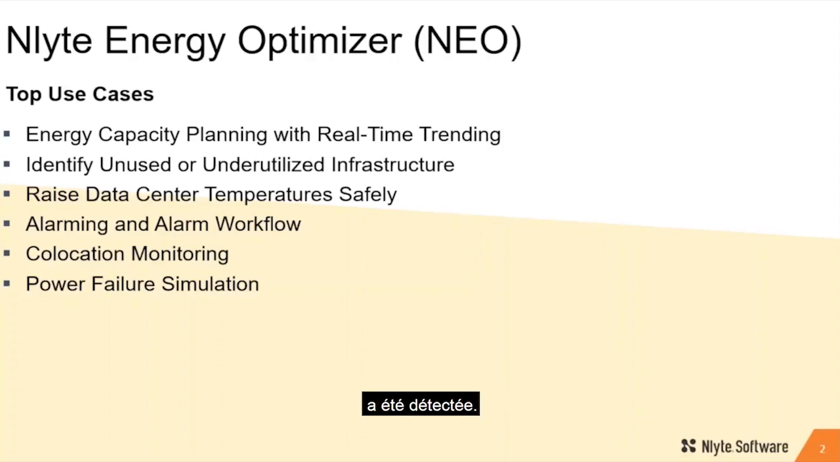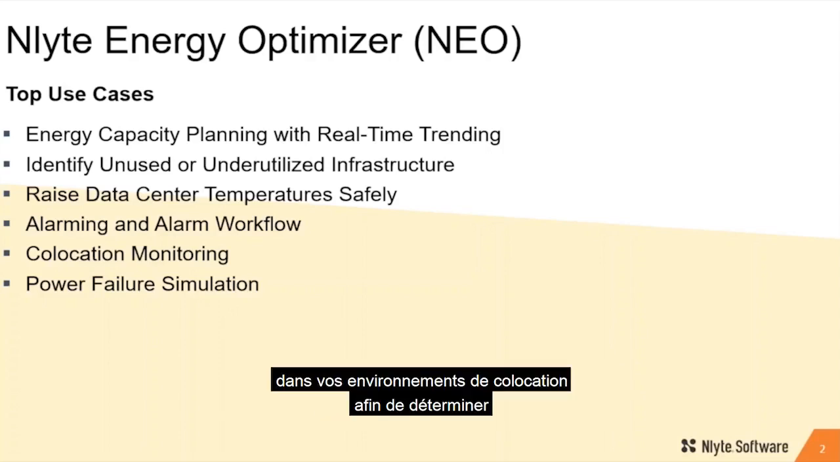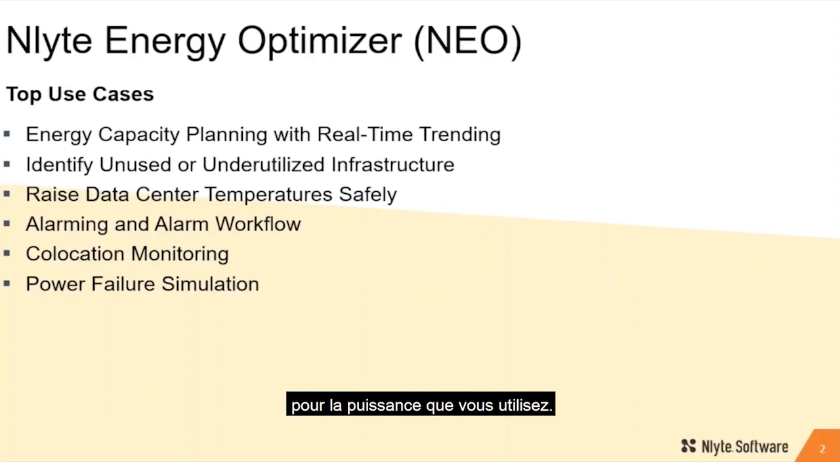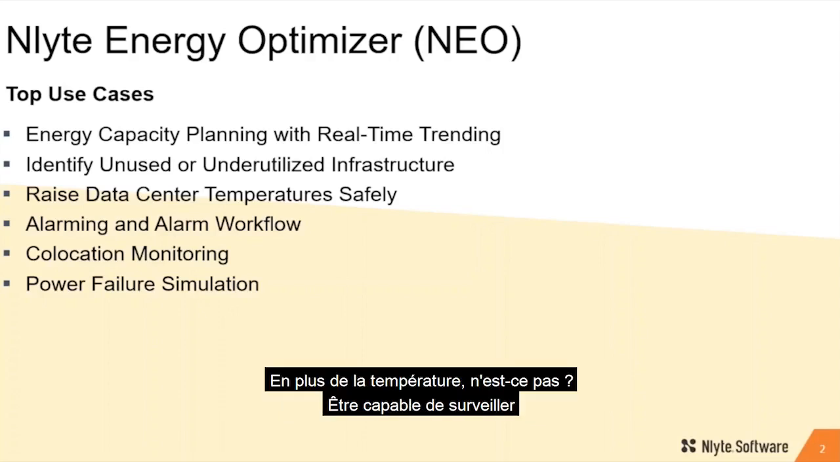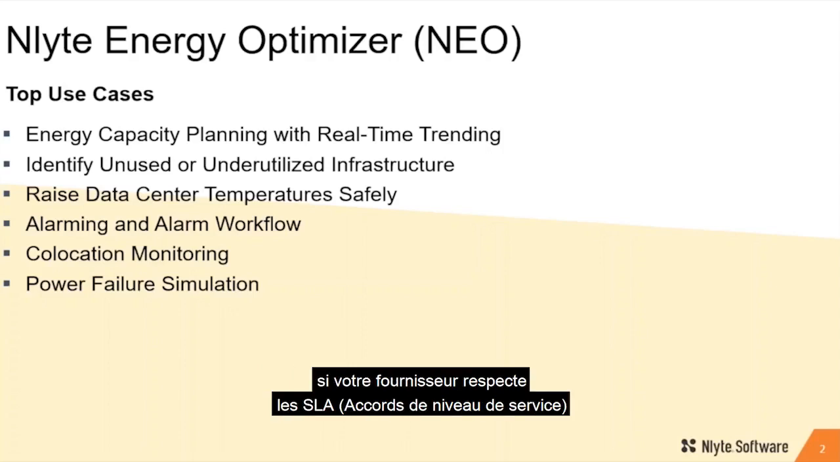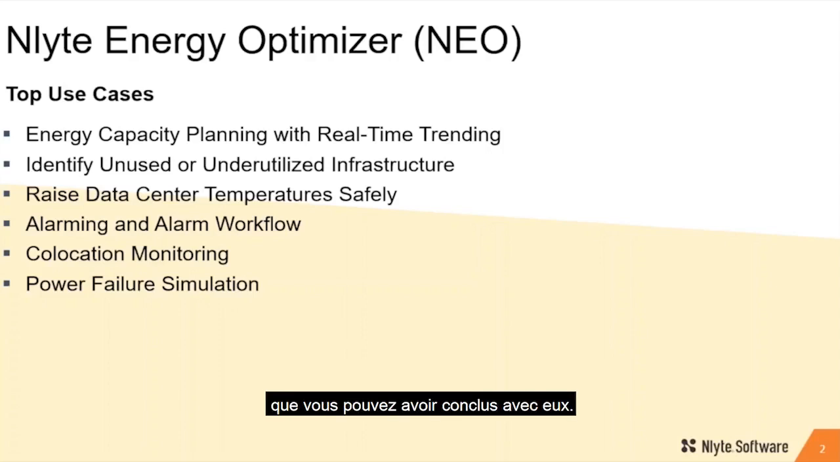We'll briefly talk about colocation monitoring and how Energy Optimizer can be used to monitor power in your colo environments to determine whether or not you're possibly being overcharged, or being charged correctly for the power that you're using, as well as temperature. Being able to monitor the temperatures in your suites or in your cages to determine if your provider is staying within the SLAs that you may have with them.